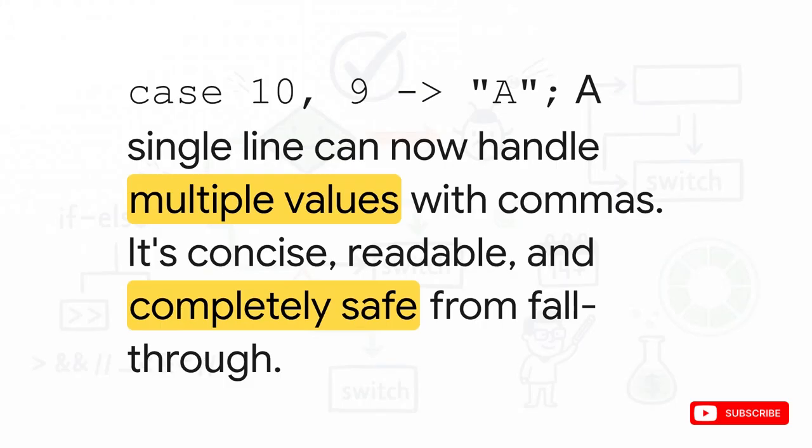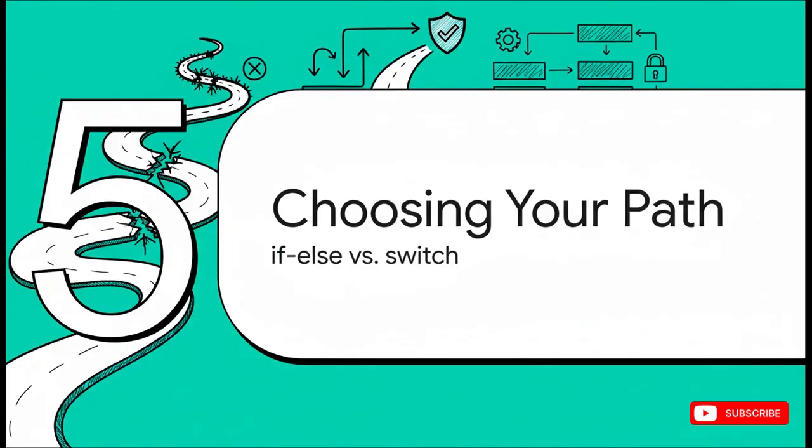And check this out, another really powerful feature. You can handle multiple values on a single line. This case 10, 9 cleanly covers all scores from 90 all the way to 100 in one shot. It's so much more concise and easier to read than the old way, and you still have zero risk of that nasty fall-through bug.